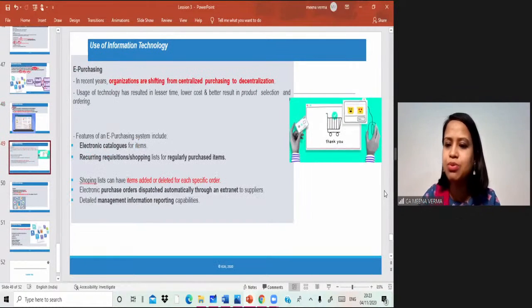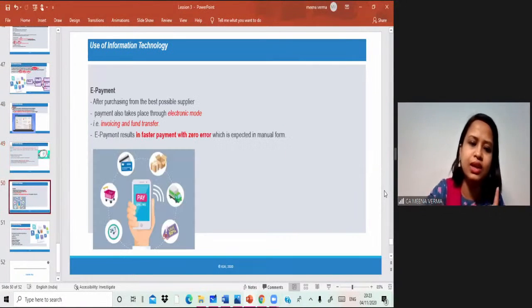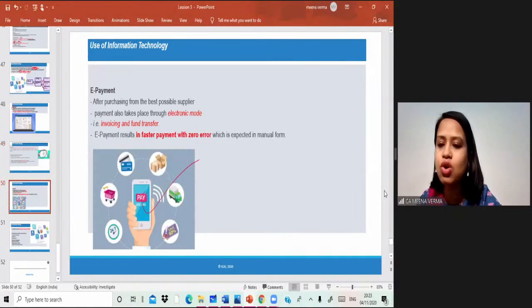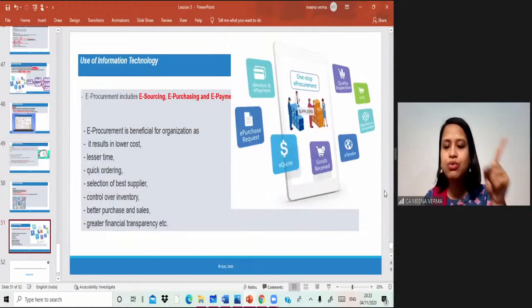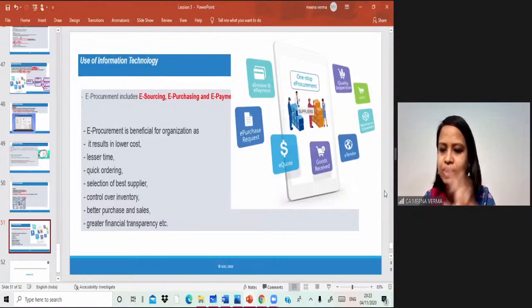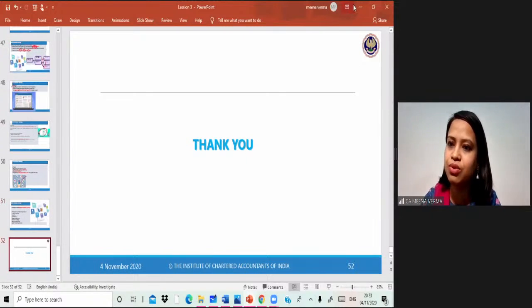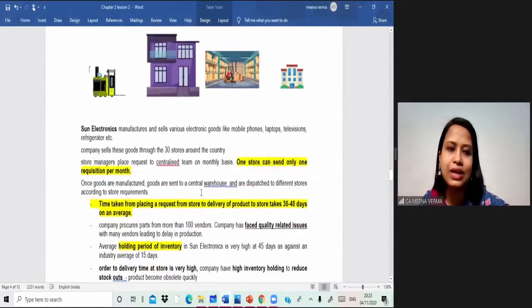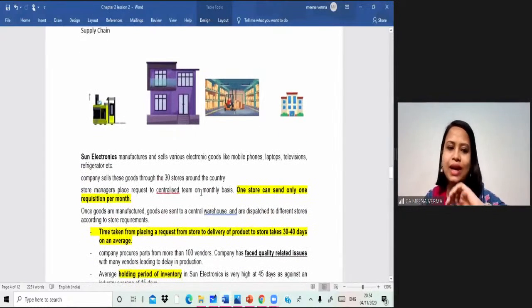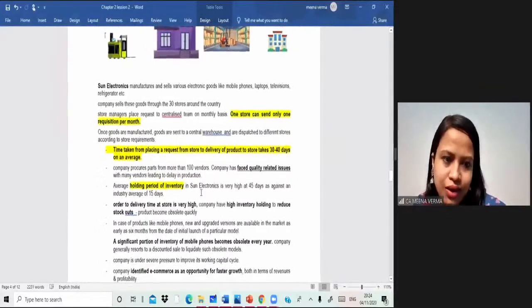Then you will buy the product online, that is e-purchasing. Then you will make the payment electronically. So this is all covered under upstream. This is how we are using information technology in the upstream of the supply chain, through e-procurement. Now we have an example of this question.